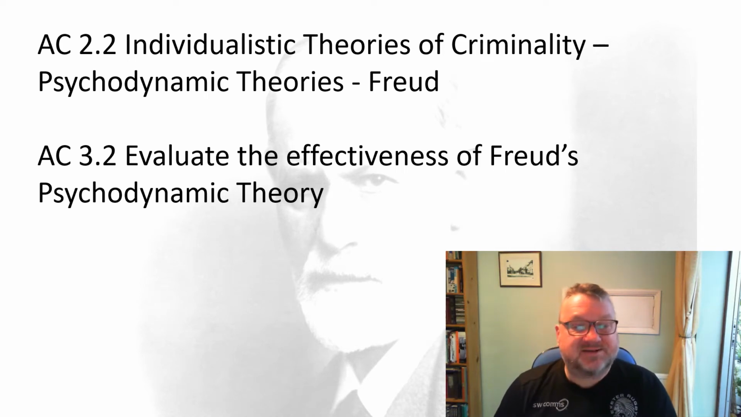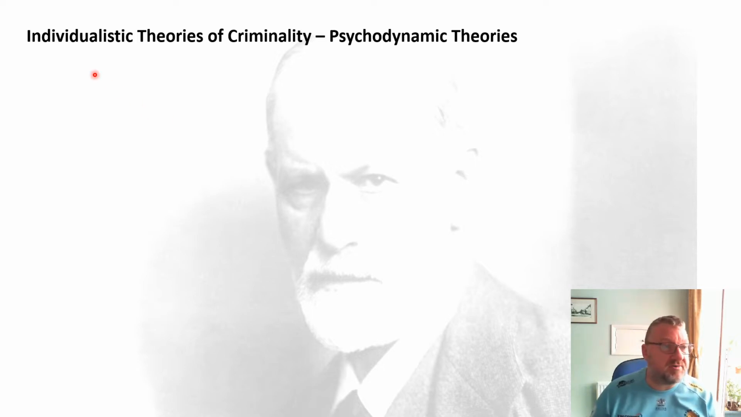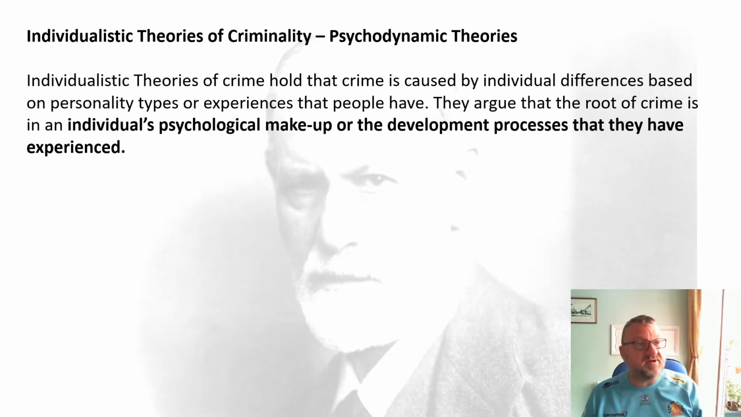We are looking at AC 2.2, and AC 2.2 deals with individualistic theories of crime and criminality. I'll explain what individualistic theories are in my next slide. And in particular, we're going to look at the psychodynamic theory of Freud, and then right towards the end, we're going to evaluate Freud's psychodynamic theory, its strengths and its weaknesses. So, let's start with a general introduction to individualistic theories and in particular psychodynamic theories.